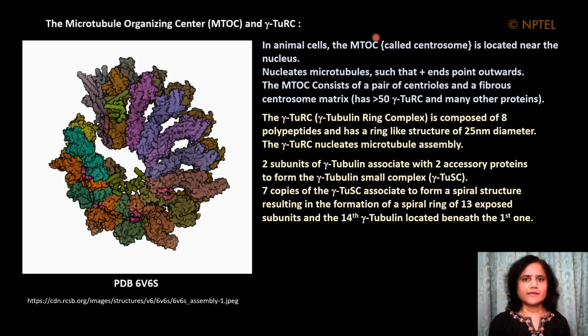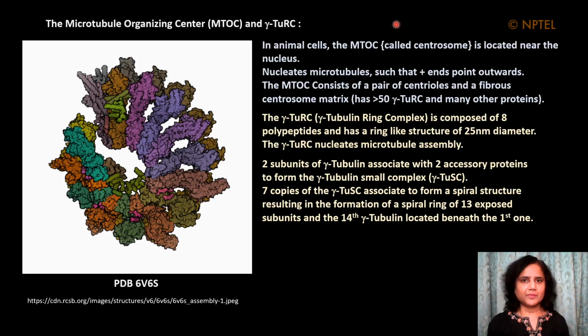The MTOC consists of a pair of centrioles and a fibrous centrosome matrix, and it has many proteins, as I already mentioned, and it may have more than 50 molecules of gamma-tubulin ring complex and also various other regulators. So the gamma-tubulin ring complex is shown here. This is the reduced structure of the gamma-tubulin ring complex, and originally, biochemically, it was found to be composed of 8 polypeptides, and it has a ring-like structure having a 25 nanometer diameter.